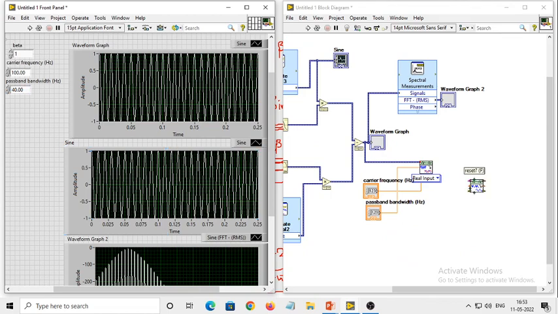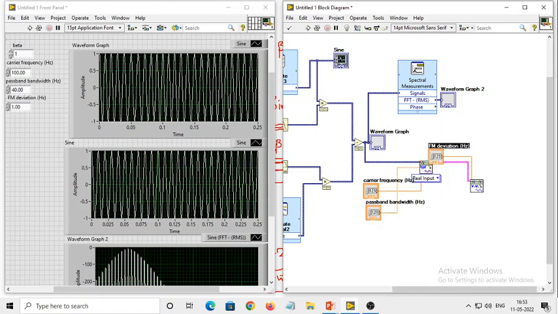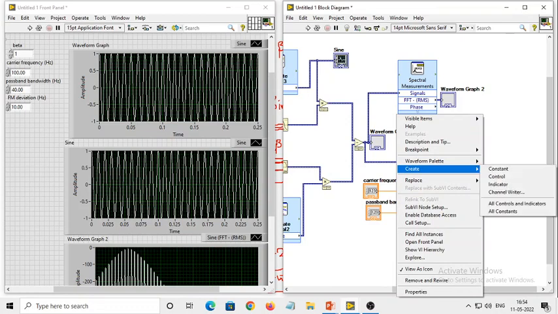Now again scroll to this last block, so you can see the FM modulated waveform should be connected to the down converted waveform, okay, and the FM deviation we just now calculated is 10 hertz. Now the output of this is your demodulated waveform. So what should be your demodulated waveform? It should be a simple cosine signal. Create indicator.